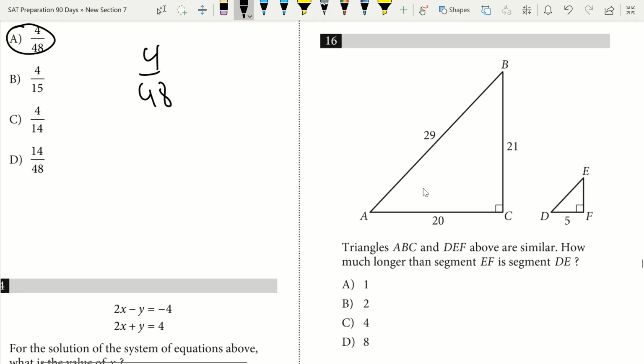All right, so we've got triangles ABC and DEF. They're similar triangles. Similar triangles mean that they have the same angles. They have corresponding angles. For example, A here is going to be the same angle as D, and then E there is going to be the same angle as B.